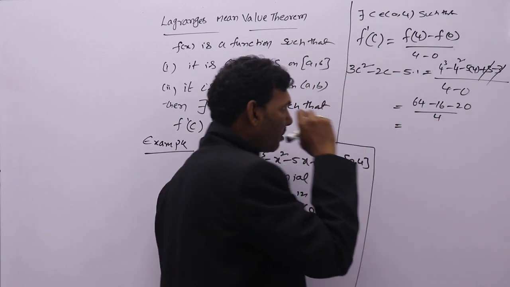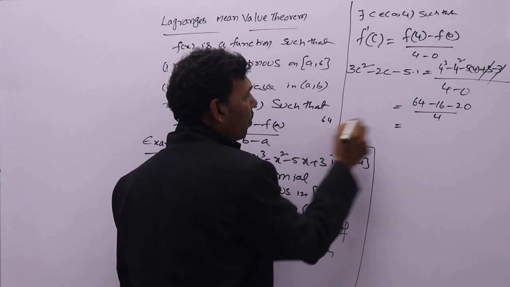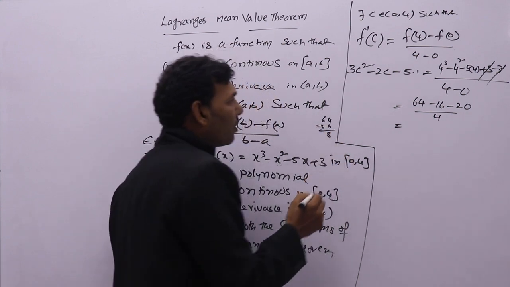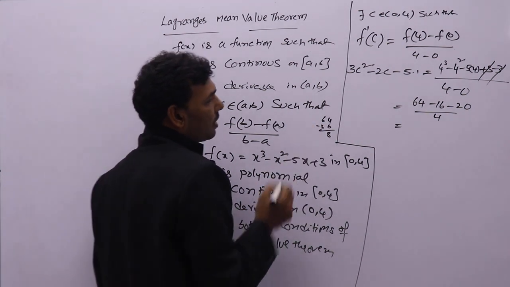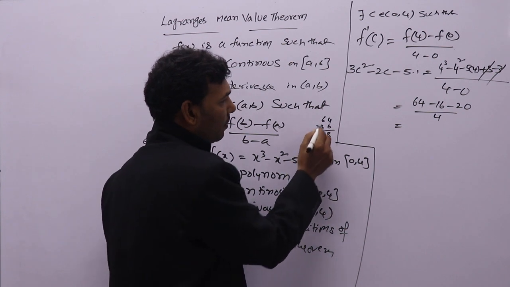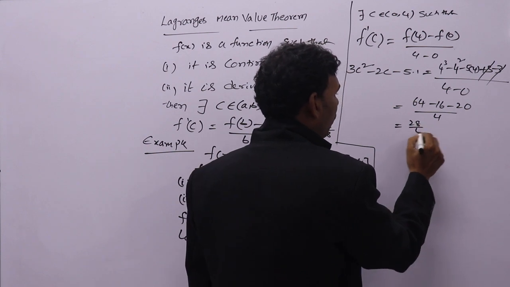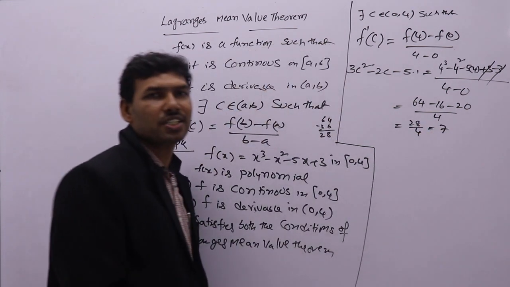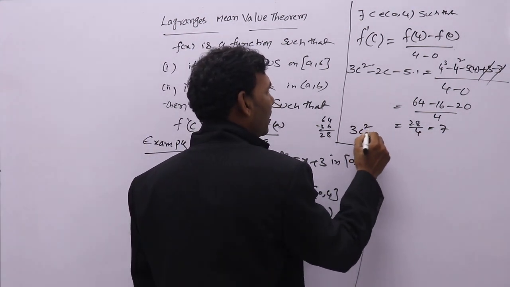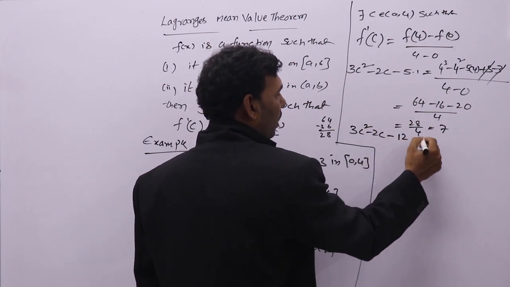Here you need to subtract 36 from 64. 64 minus 16 minus 20, that is minus 36. If you subtract, what will you get? 28. 28 by 4 is 7, since 4 sevens are 28. Now get that 7 to this side. What happens? 3c square minus 2c minus 5 minus 7, that is minus 12.